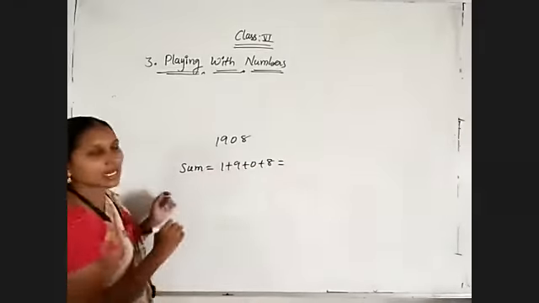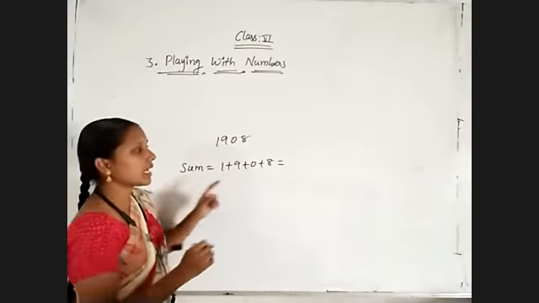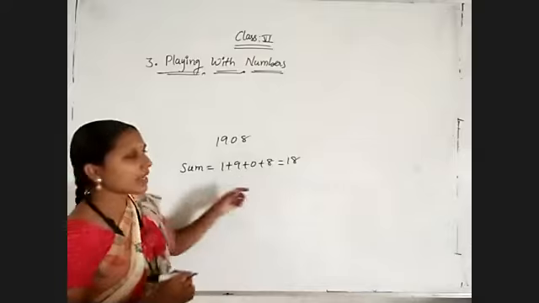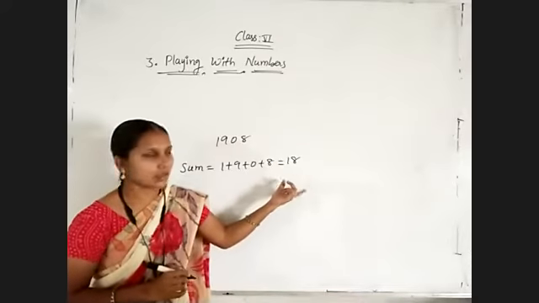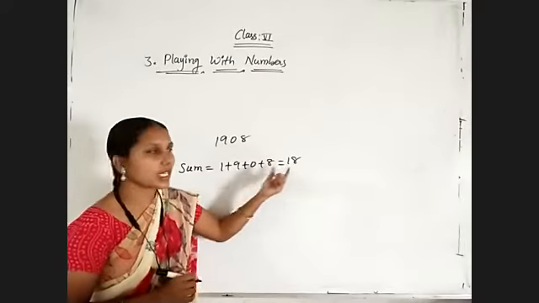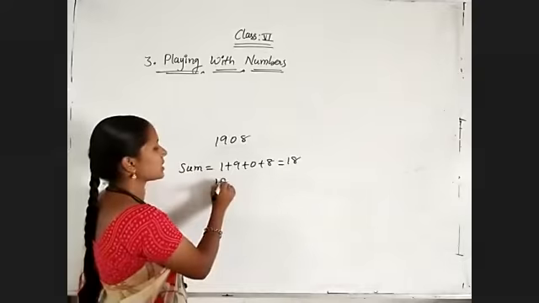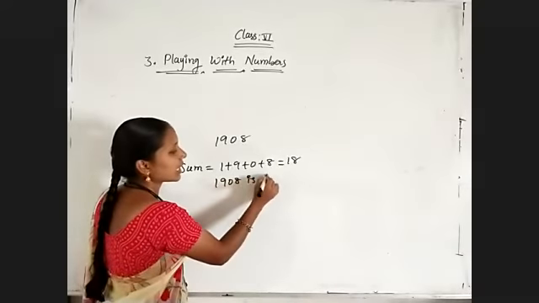So how much will I get? 1 plus 9, 10, 10 plus 8, 18. So am I getting 18 in the 3 table? Yes. So 18 is a multiple of 3. That means 1908 is divisible by 3.